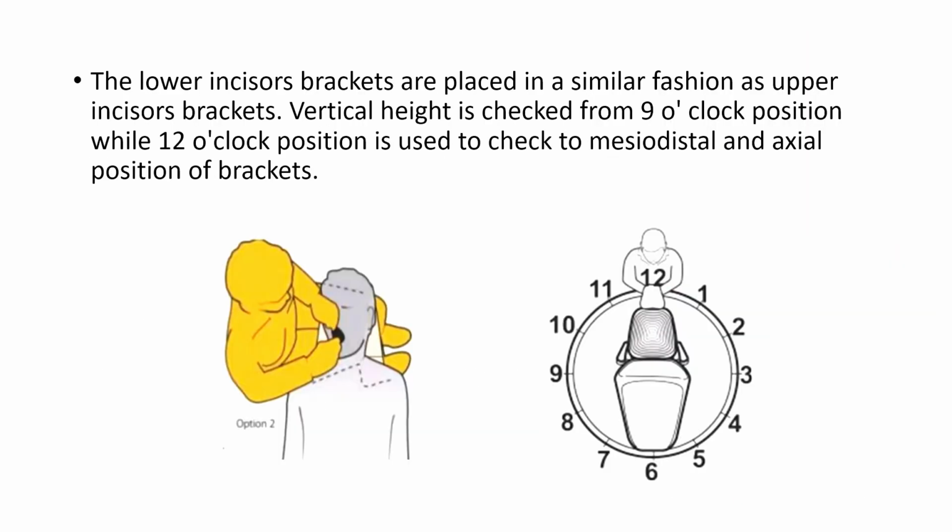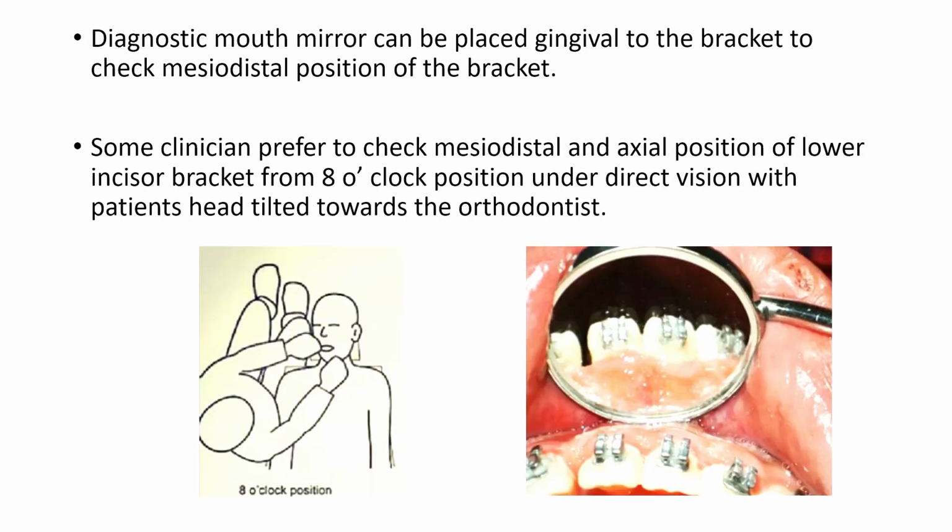The lower incisor brackets are placed in a similar fashion as upper incisor brackets. Vertical height is checked from 9 o'clock position, while 12 o'clock position is used to check the mesiodistal and axial position of brackets. A diagnostic mouth mirror can be placed gingival to the bracket to check mesiodistal position of the bracket. Some clinicians prefer to check mesiodistal and axial position of lower incisor bracket from 8 o'clock position under direct vision with the patient's head tilted towards the orthodontist.